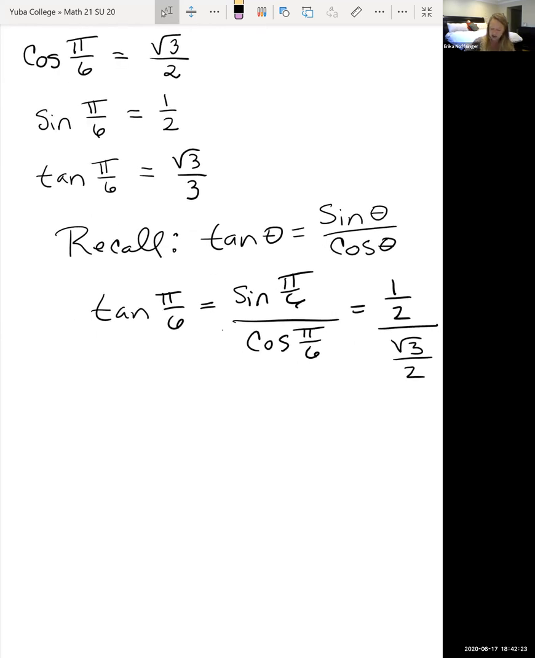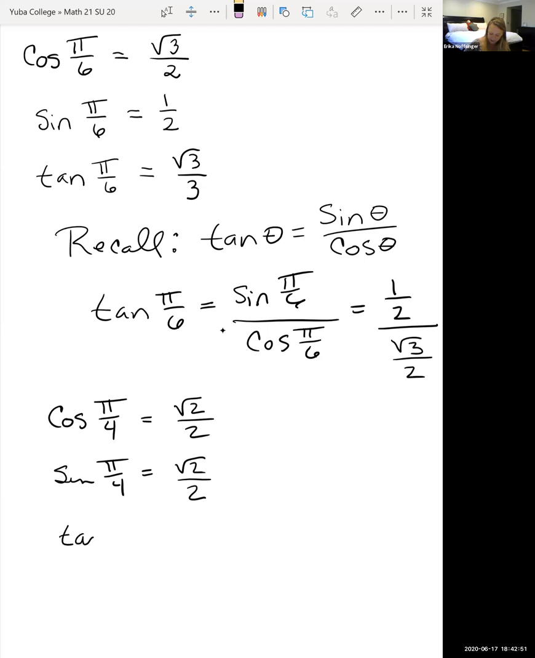So that was the values for pi over 6. Now we want to look at that for pi over 3 and pi over 4. Cosine of pi over 4, that was 45 degrees, which is root 2 over 2. Sine of pi over 4 is the same thing as cosine of pi over 4, which is root 2 over 2. And tangent of pi over 4, if I think of it as sine over cosine, root 2 over 2 divided by root 2 over 2 is just 1.